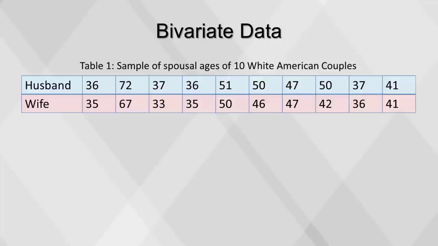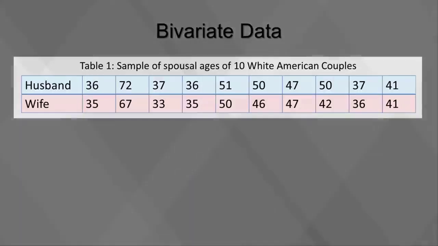One way to address the question is to look at pairs of ages for a sample of married couples. Table 1 shows the ages of 10 married couples. Going across the columns, we see that yes, husbands and wives tend to be of about the same age, with men having a tendency to be slightly older than their wives.